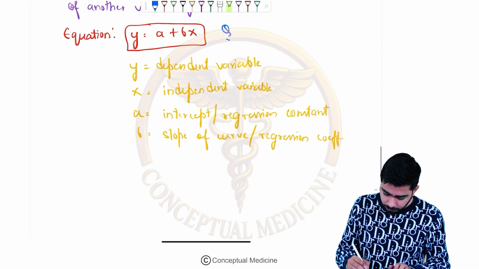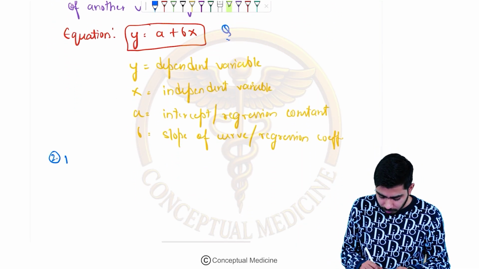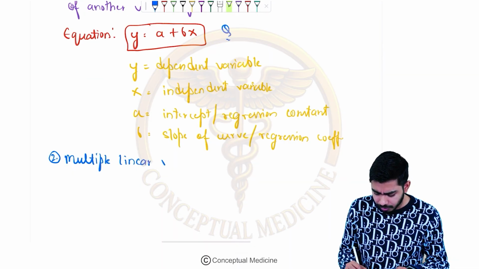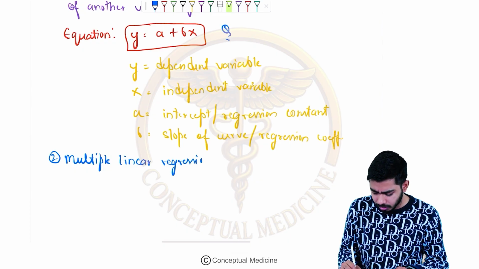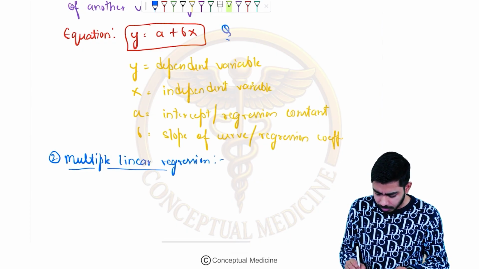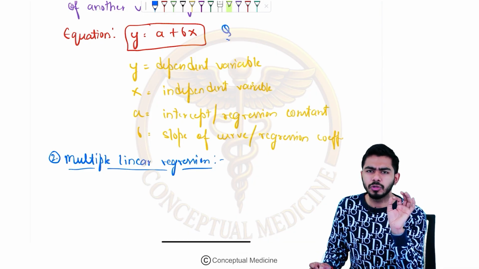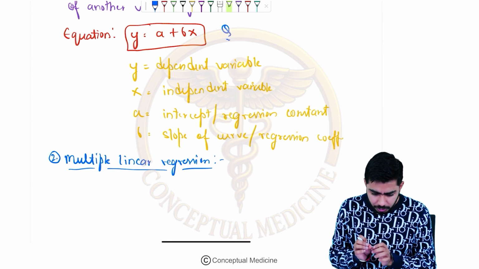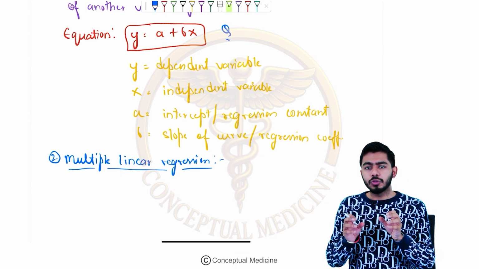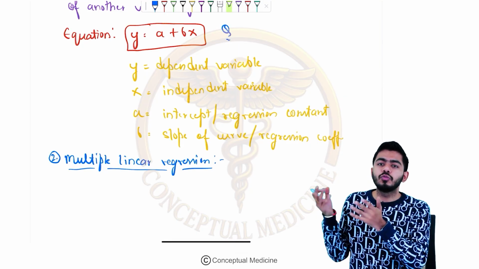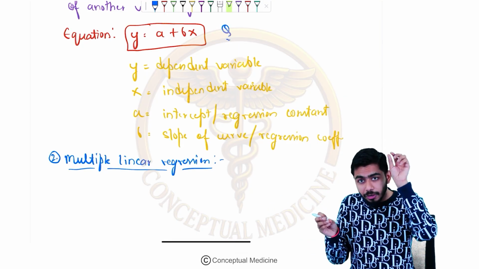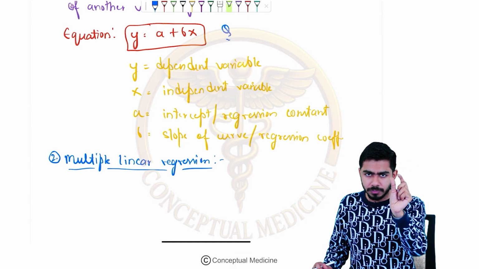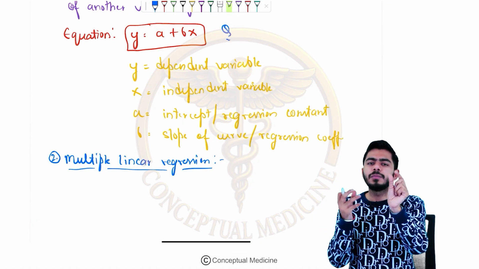Now we shall be talking about the multiple linear regression. Once you have understood the simple linear regression, it is very easy to understand multiple linear regression. Why is it so? Because in the simple one, I told you, we use one variable to predict another variable. Here I will be using more than one variable, two or three, to predict the value of another variable. Are you understanding? If I use only one variable, that is called simple linear regression.